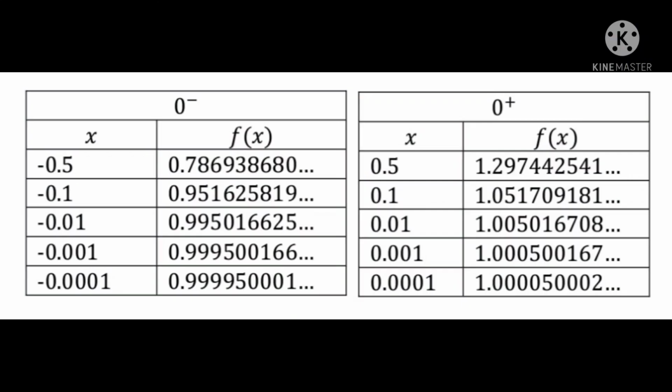Lastly, we have this limit. At kung gagawin natin siya ng table of values, ganito ang ma-obtain natin. At kita natin na as we approach 0 from either left or right, pareho yung pupuntahan natin na value. And that is 1. Kaya naman, the value of this limit is 1.